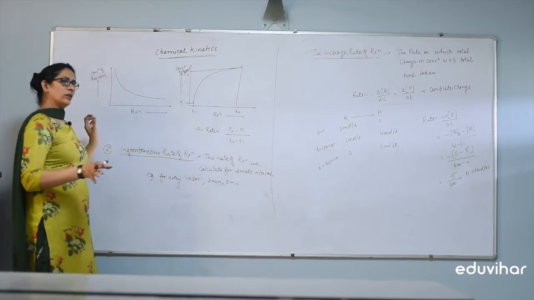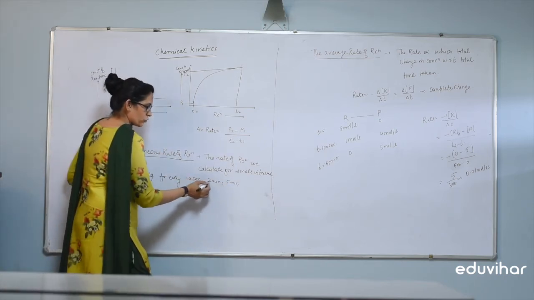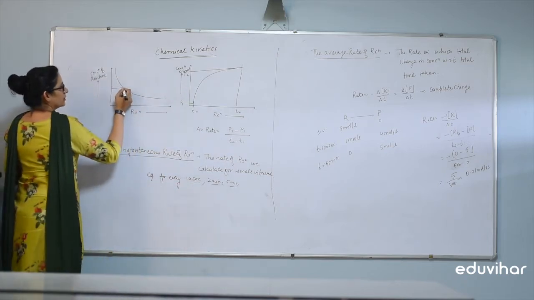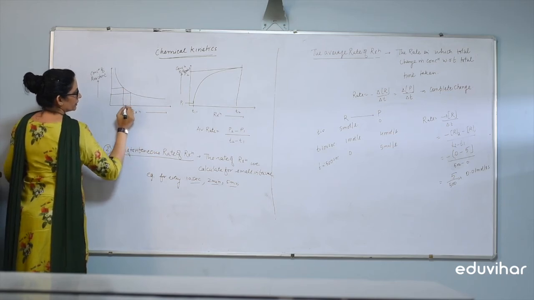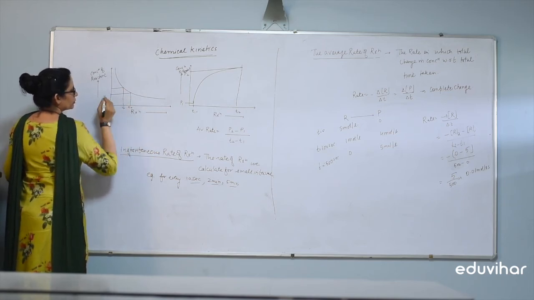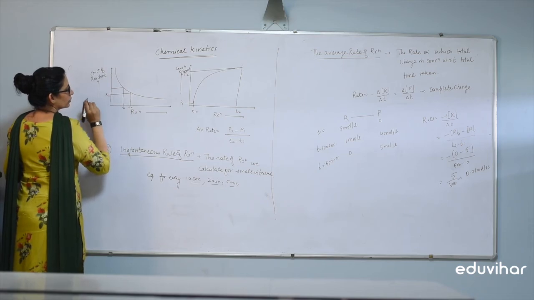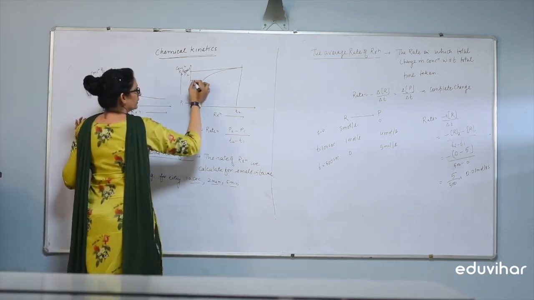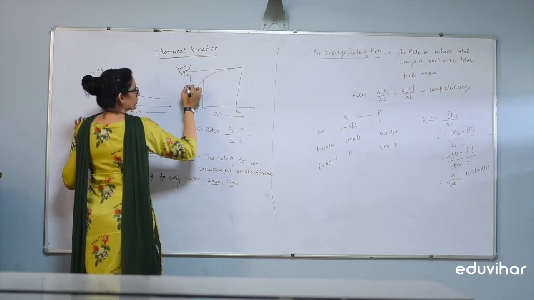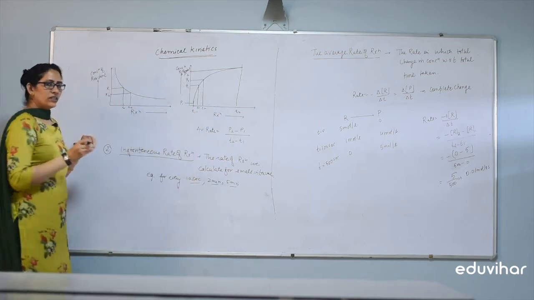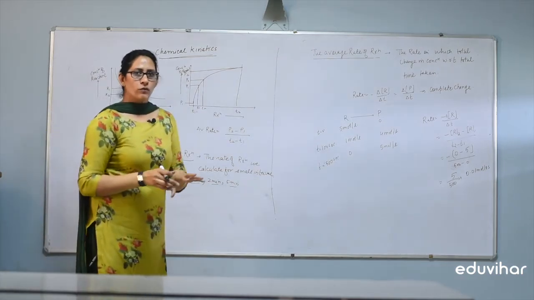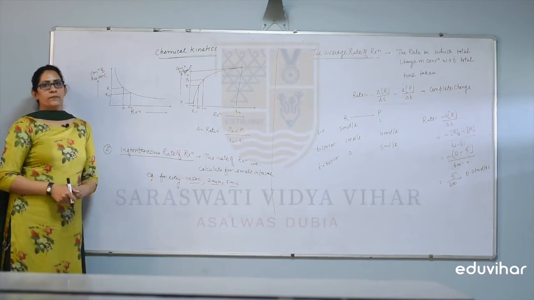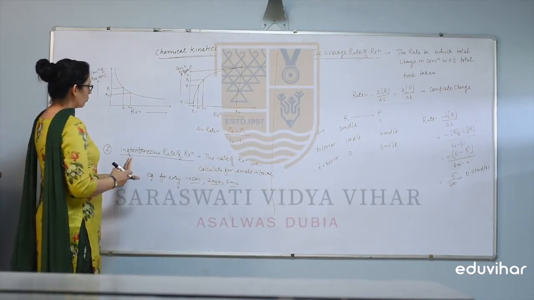Whenever the calculation of rate of reaction occurs for the small interval of time, that is known as instantaneous rate of reaction. For example, for this time interval, if I am calculating the rate of reaction, this is T1, this is T2, this is R2, this is R1. Again, if I am calculating for this interval, this is T1, T2, this is P1, this is P2. Whenever the rate of reaction is calculated in terms of small time interval, that is known as instantaneous rate of reaction. I hope you are getting all these things.